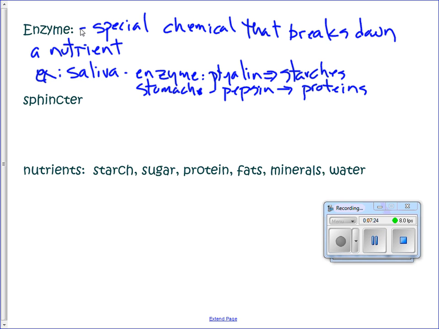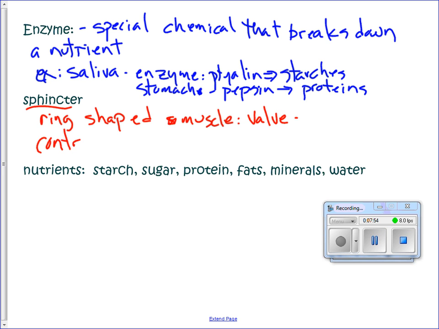Okay, and then a sphincter. You were talking about this when we first came in. What is that? Okay, good. That's exactly right. It's a ring-shaped muscle that acts as a valve, and it mostly controls things going through the system. So yes, of course, the anus is an example of a sphincter.